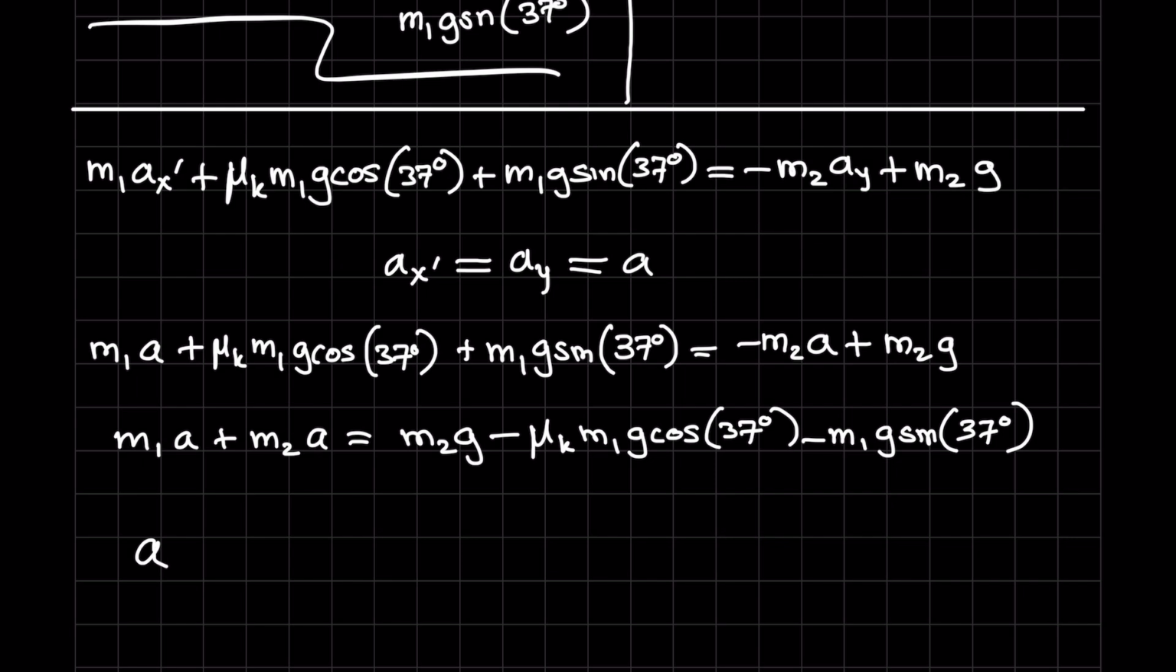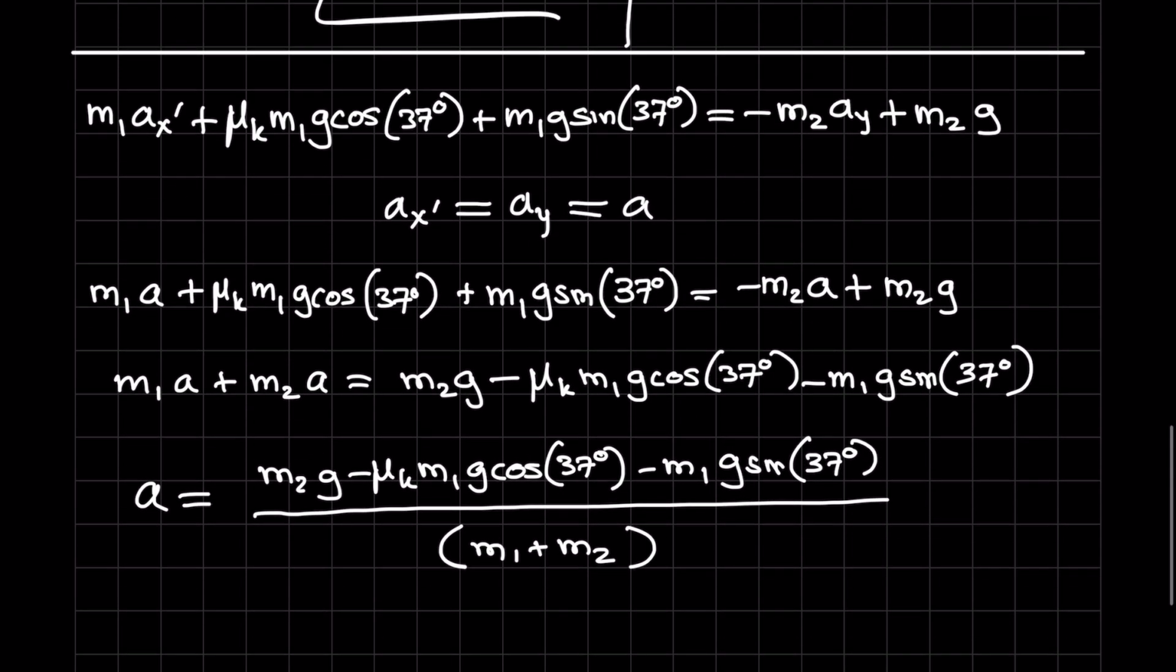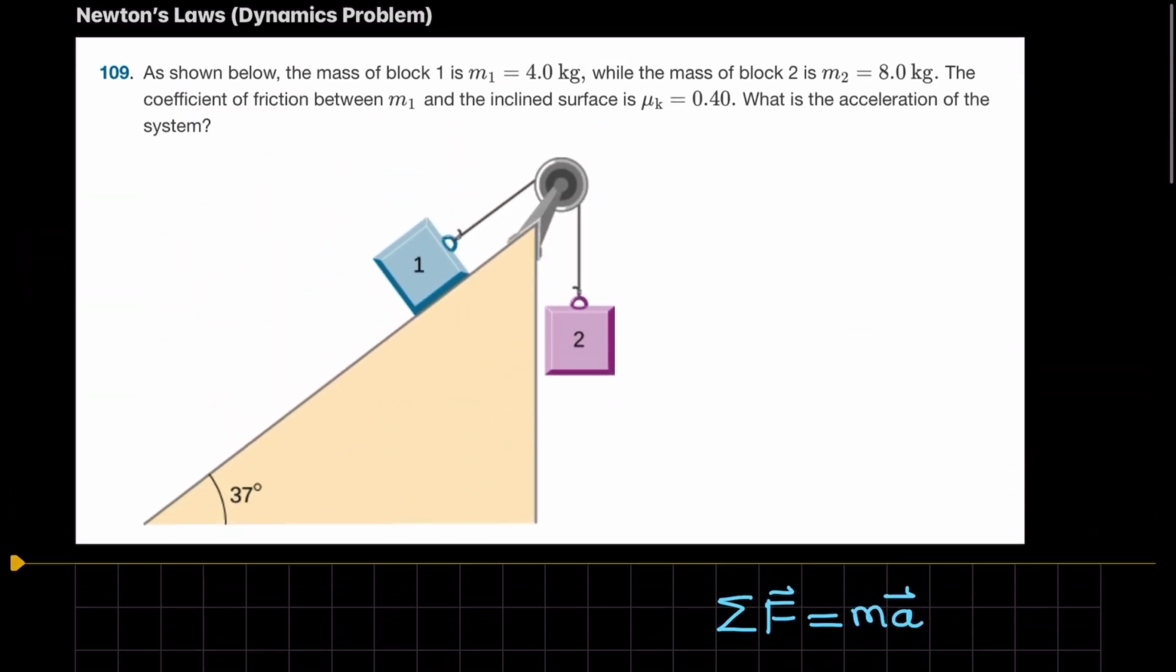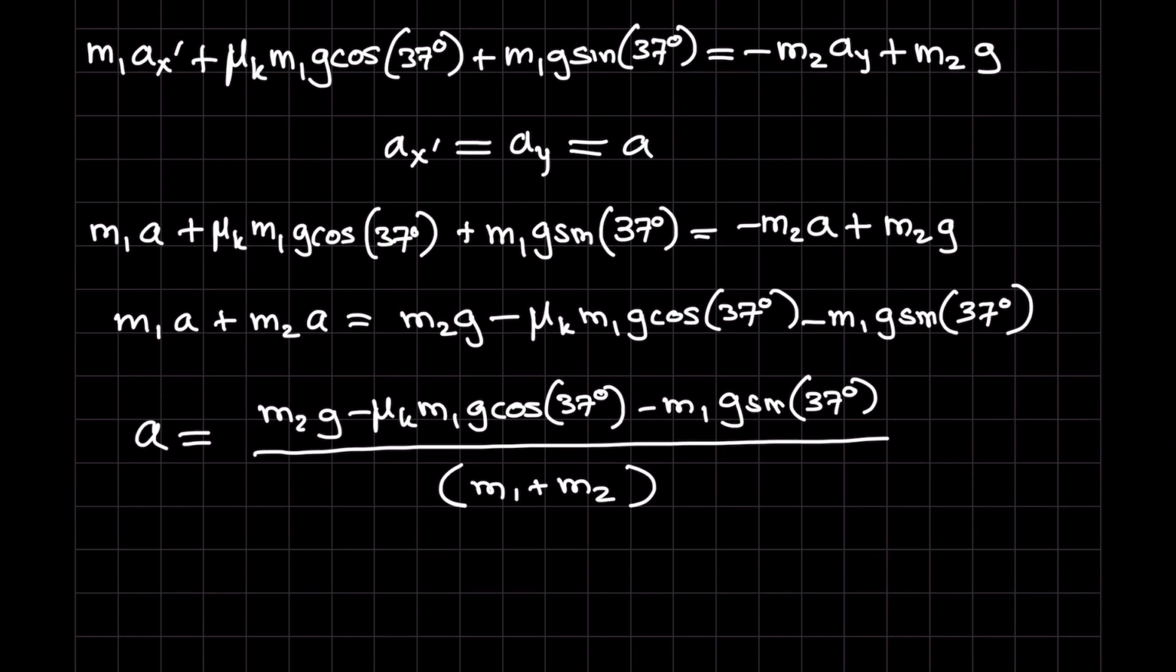So on the left-hand side, you will have a is equal to m2 times g minus mu k m1 g cosine of 37 degrees minus m1 g sine of 37 degrees, divided by m1 plus m2. One of the things that we're doing is avoiding the urge to plug in numbers, right? Notice that M1 and M2, we knew what these masses were the whole time, but it's not a good idea to start plugging those numbers in way at the beginning.